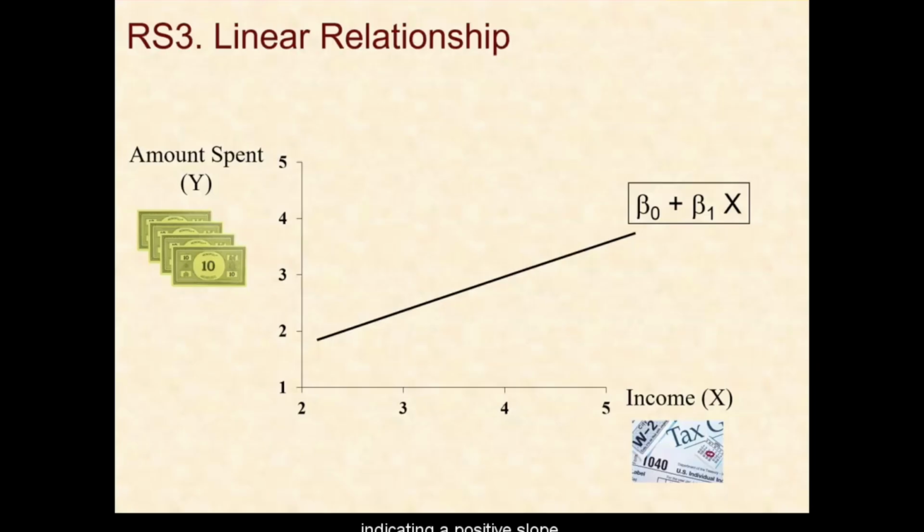As drawn in this example, beta 1 is greater than 0, indicating a positive slope, meaning that as x increases, y increases. A negative value of beta 1 implies a negative relationship and a declining line, such that as x increases, y decreases.